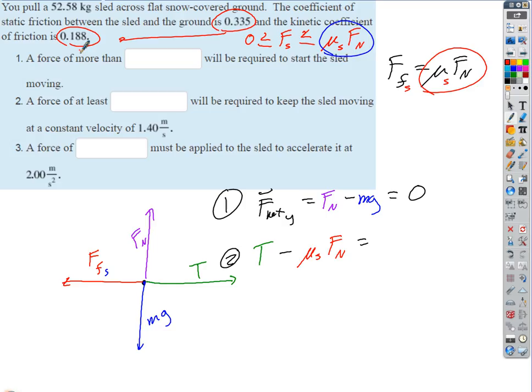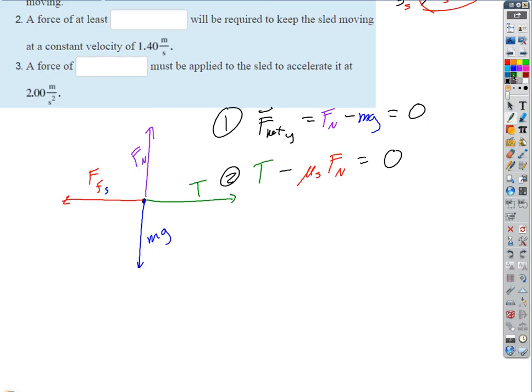So what's this force? You guys said level, so that's going to be 0, right? That's the threshold for breaking it free. Now, what are we trying to find here? We're trying to find the threshold force, so a force of more than whatever we're going to calculate T to be here. Does that make sense? Okay. So we're just going to solve for T in equation 2. So what do we get?